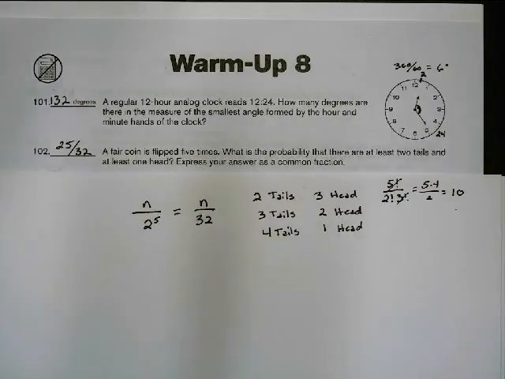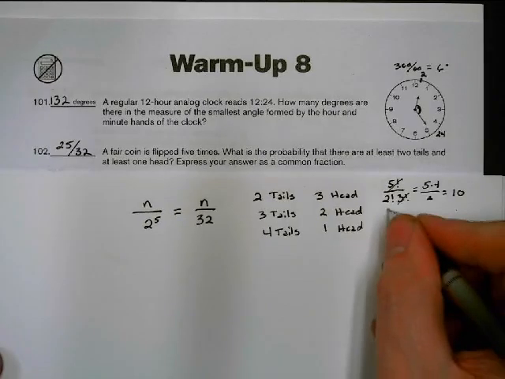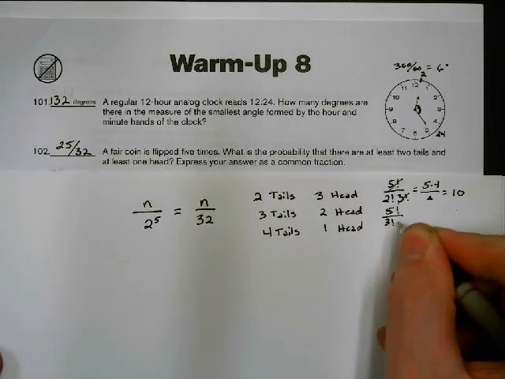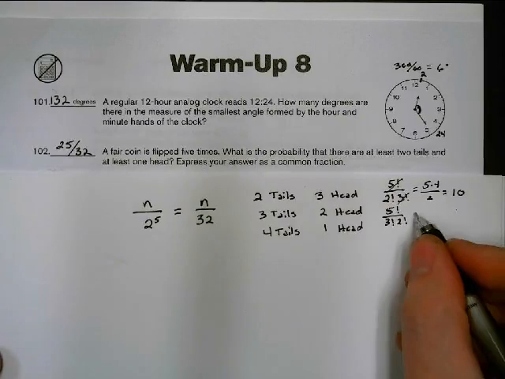Now the next one's going to give us the exact same count, because this is 5 factorial divided by 3 factorial, 2 factorial. Same exact outcome, we're going to get 10 for that one.